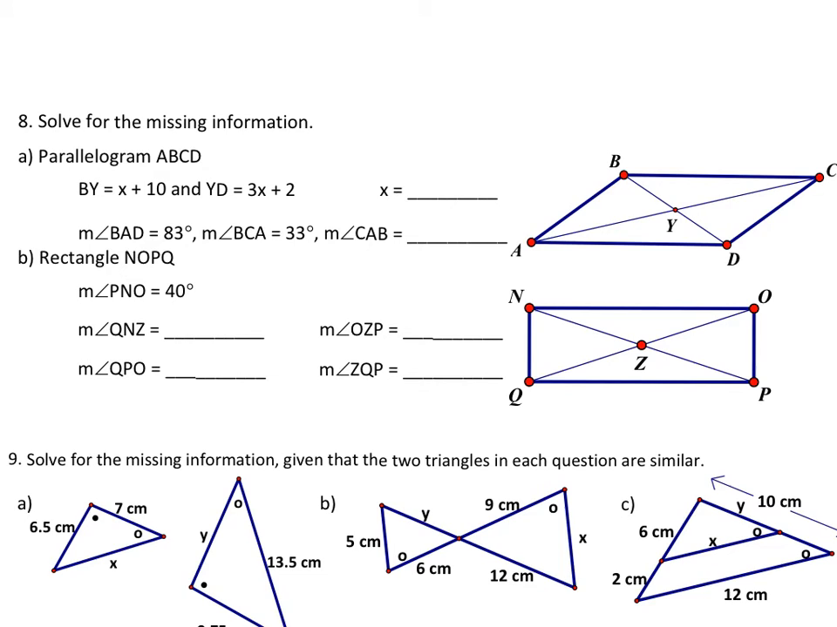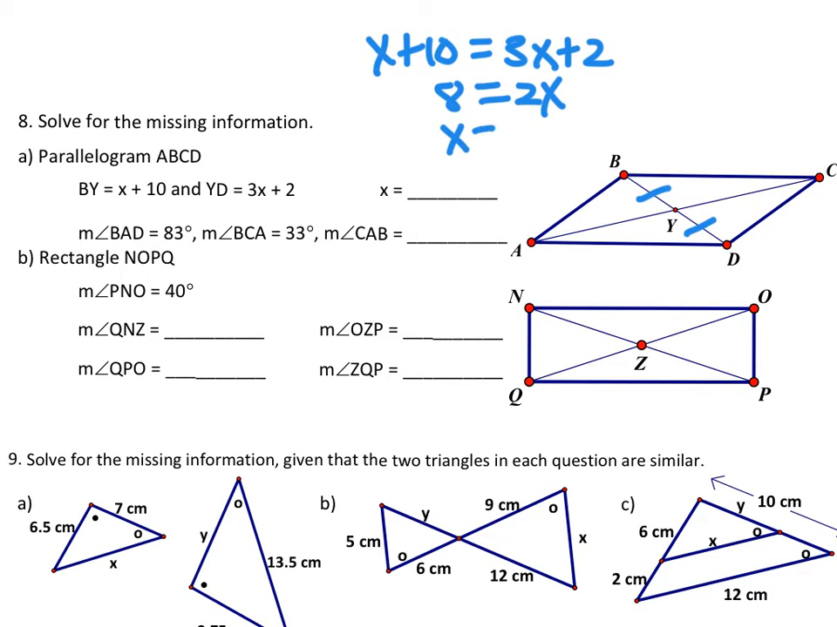In the next problem, we're talking about segments BY and YD. What I noticed there is that they're congruent because in a parallelogram, the diagonals bisect each other. So that means that we could write part equals part. So x plus 10 is equal to 3x plus 2. Solving this equation, minus x to both sides, minus 2 to both sides. So x is 4.